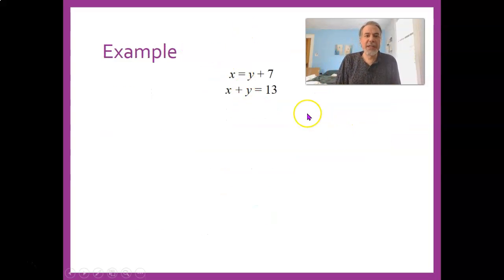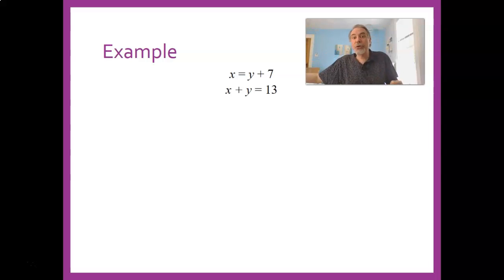Okay, let's try another example. x equals y plus 7 and x plus y equals 13. This time the top equation is telling us what x is equal to. It's got x by itself on one side, and then on the other side something that x is equal to.